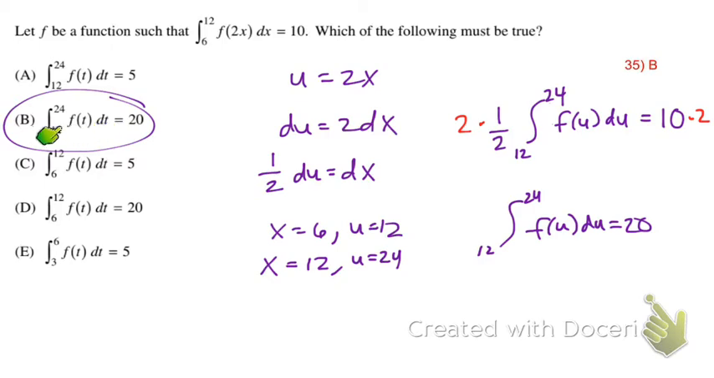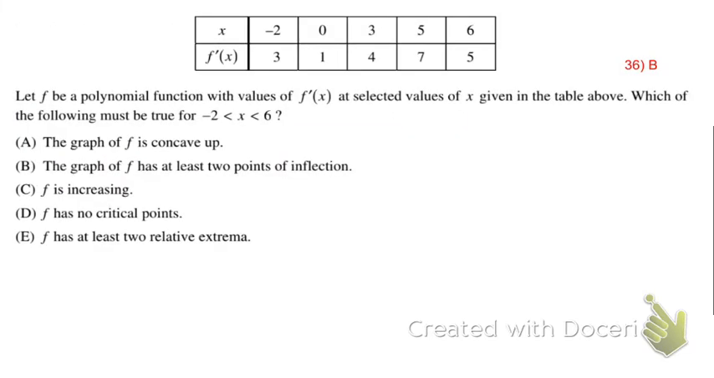But essentially noticing that when you are multiplying the inside by 2, it's essentially expanding that area that we are looking to take the integral of. So, B, using u substitution is how we get that. Let f be a polynomial function with values of the derivative at selected values of x given in the table above. Which of the following must be true on the interval from -2 to 6? If I plot these really quick, I think we've actually done this one before in class, but we'll look at it. It was a long time ago.